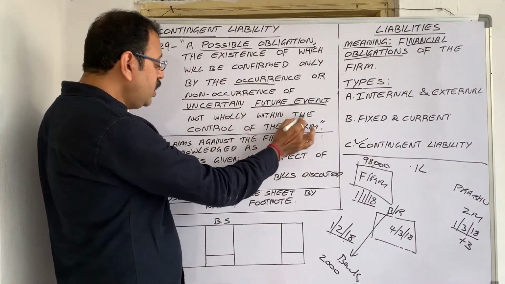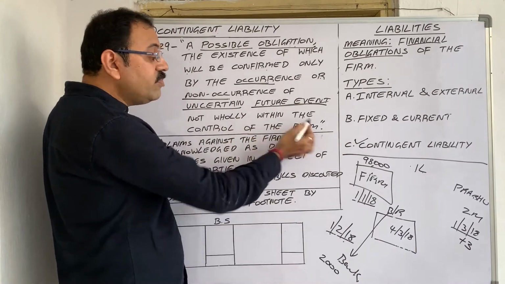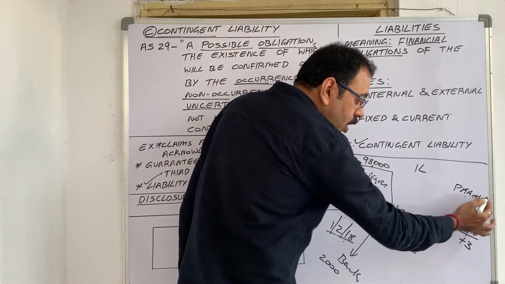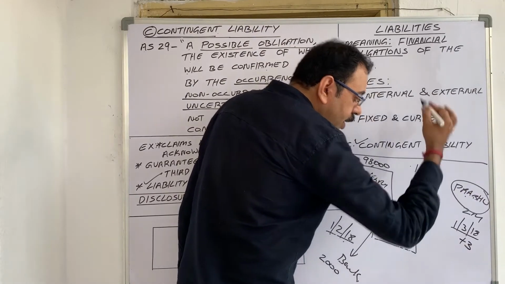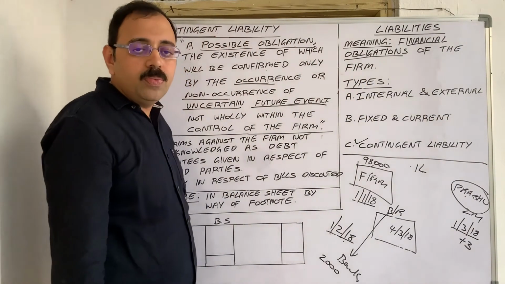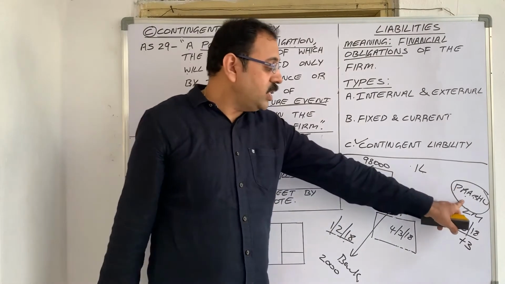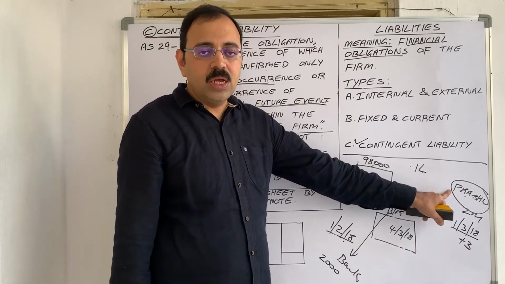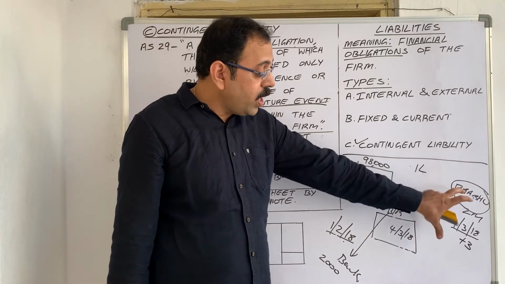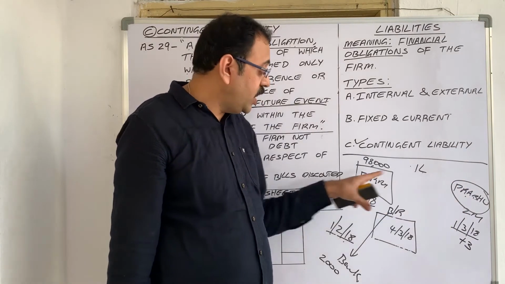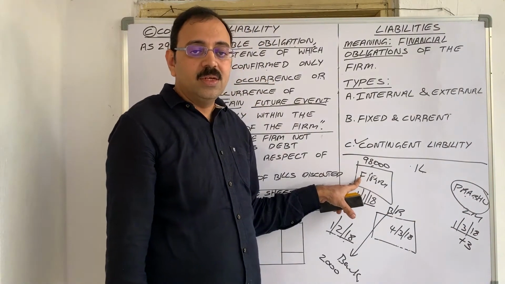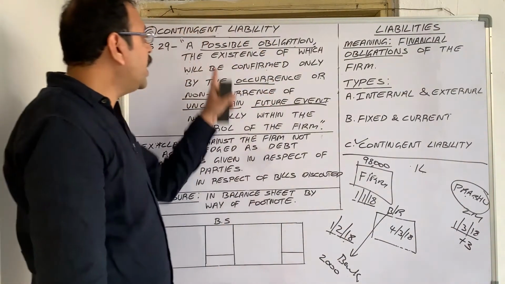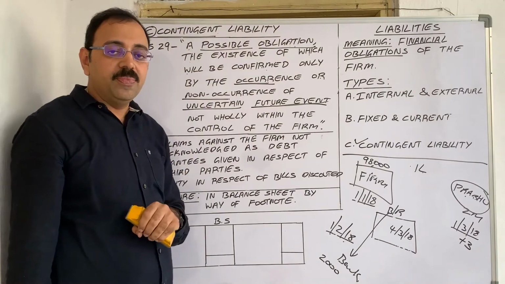Not wholly within the control of the firm. Now, honor or dishonor of this bill is purely dependent on Prabhu. So, if his financial status is good, he honors the bill. Otherwise, he dishonors. Means what? The honor or dishonor of the bill is not in our hands. So, to us, this liability is known as a contingent liability.